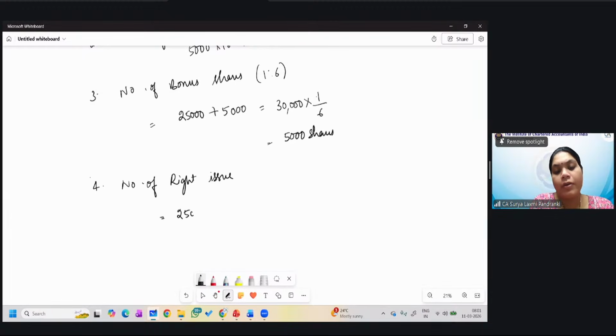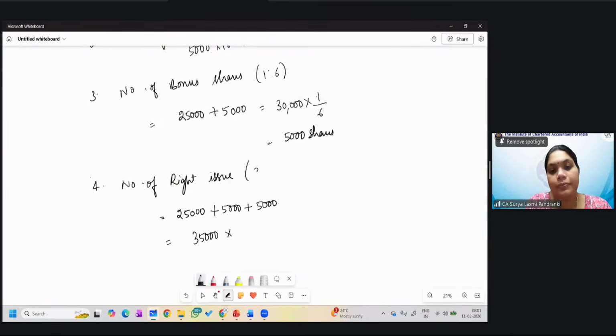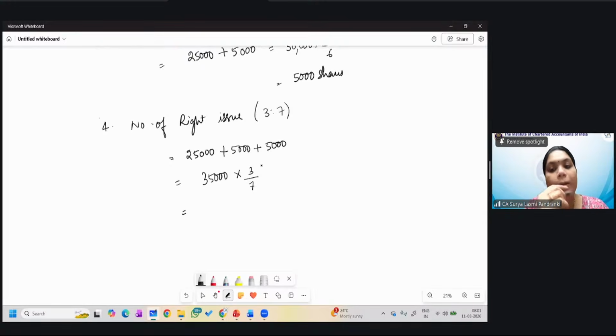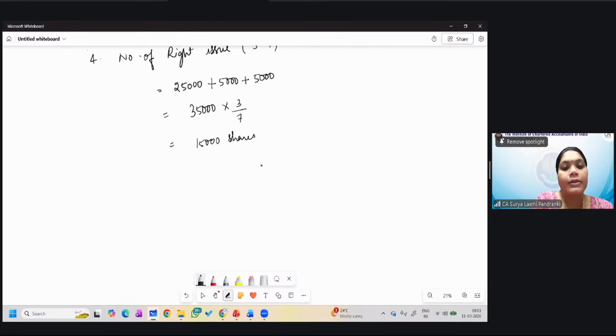How many shares did we have? We had already 25,000 shares. 5,000 was purchased. 5,000 was bonus. So total 35,000 shares. And what is the ratio of rights issue? 3:7. 3/7. So what is the total shares? 15,000. Okay, 15,000 shares. Did we buy all of them? Did we buy all the 15,000 shares? No, right? They clearly told that we had a sale of the right to a person, Shaker. So let us calculate that first.